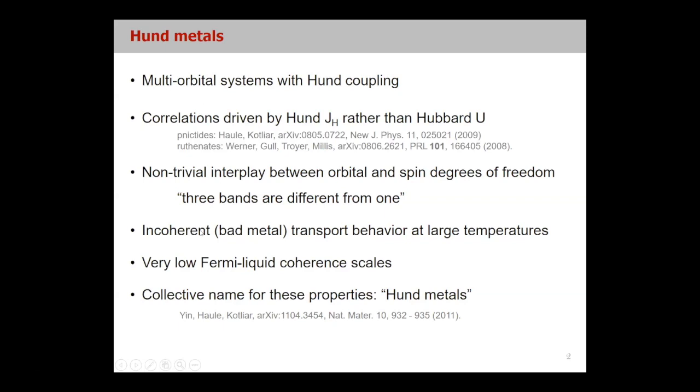Another key property is these are bad metals at large temperature, so there's incoherent transport. But at very low scales, there's a crossover to Fermi-liquid behavior. And it was also in the previous talk emphasized why or how this very low Fermi-liquid scale comes about. So the collective name for all these properties by now is Hund's metals, right? This phrase, I believe, first was used in this paper here.